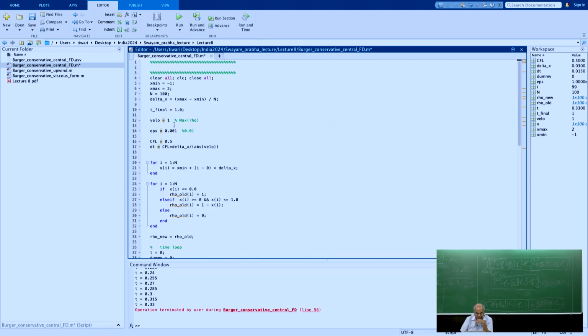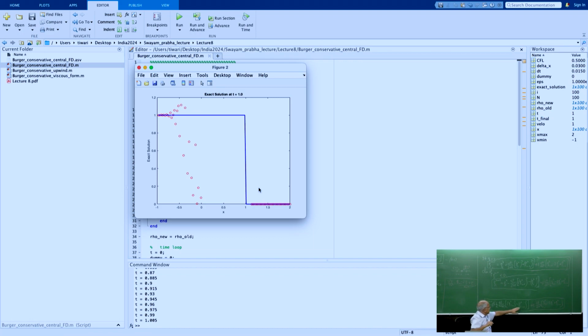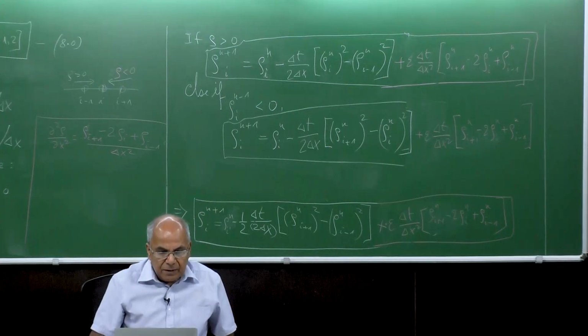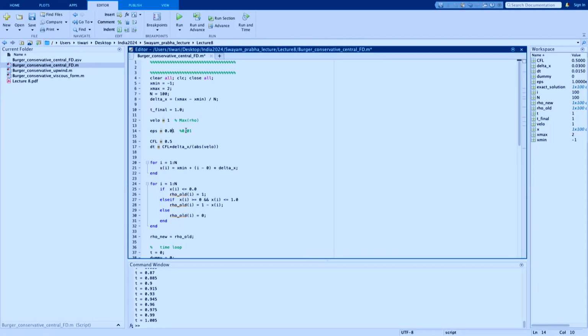So here my epsilon is 0.001. Again we got the oscillation here, so it is very bad. The solution blows up because of this central difference. Let us play with the earlier form. If I take a 10 times larger viscosity, what will happen?